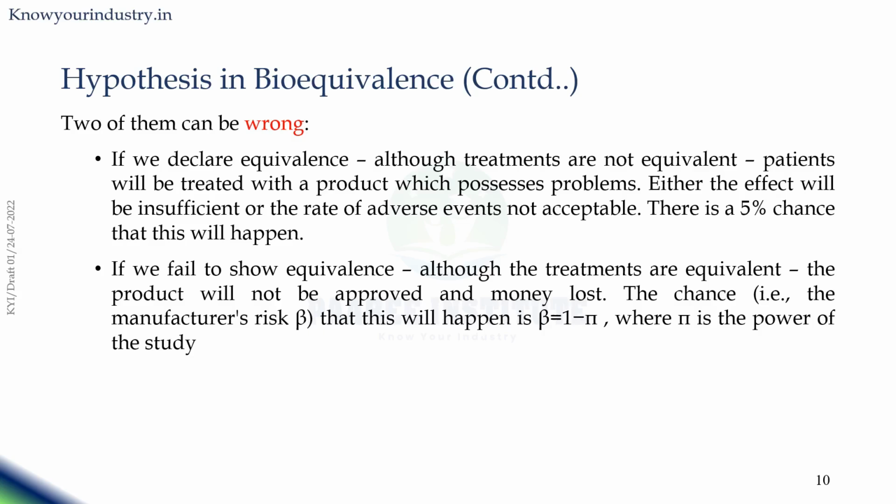If you fail to show bioequivalence, although the treatments are equivalent, the product will not be approved and the money is lost. That is sponsor risk. The chance that this will happen, that is beta, is equal to 1 minus pi, where pi is the power of the study. That is the type 2 error.